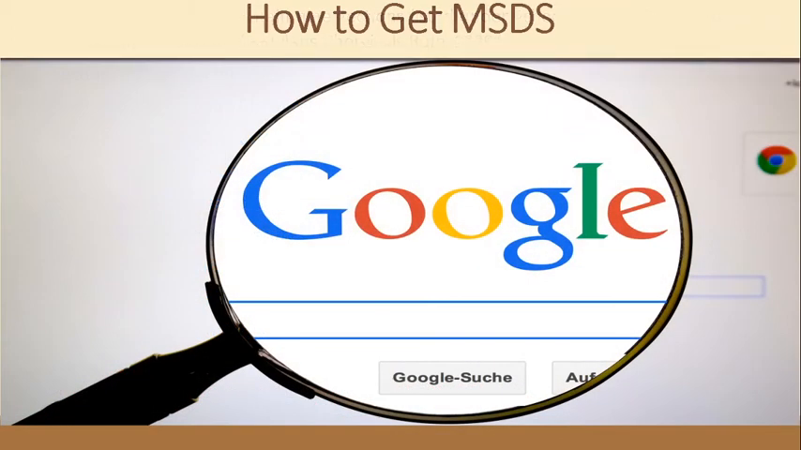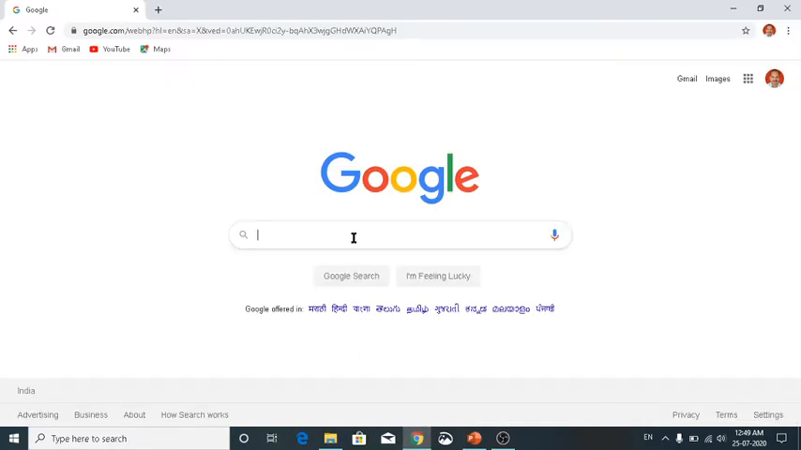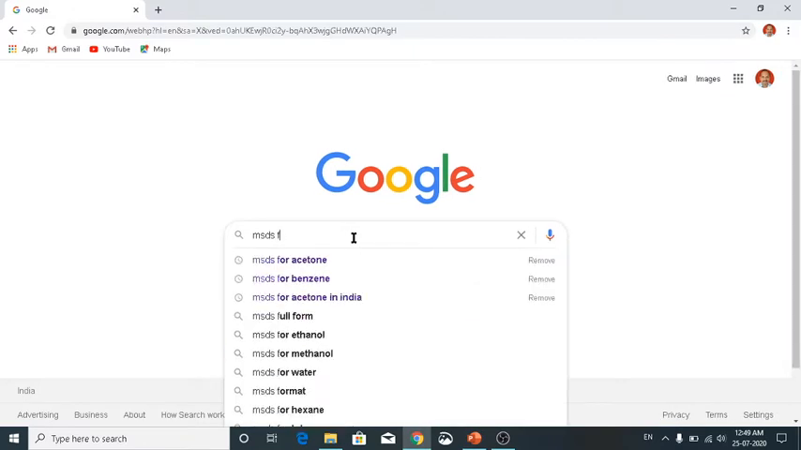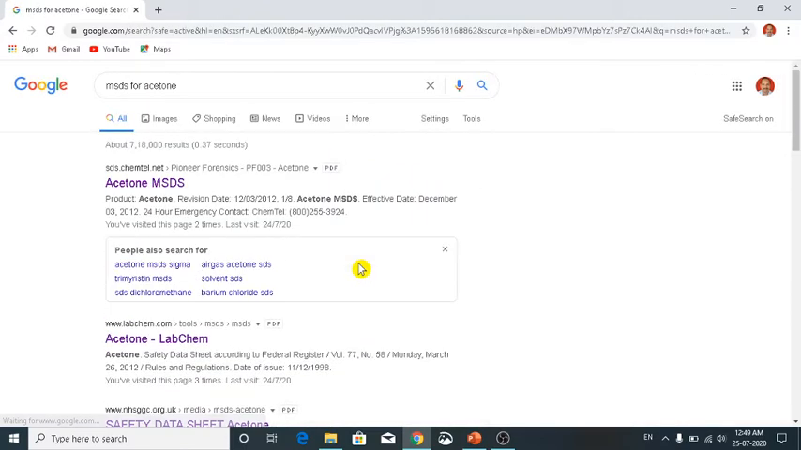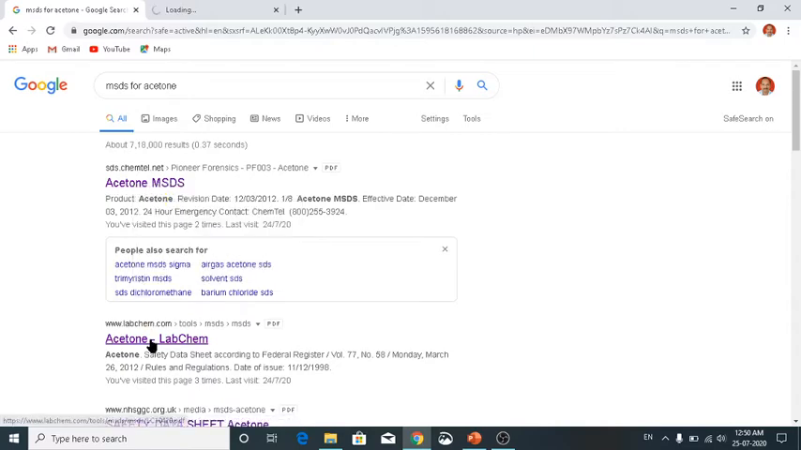The important thing is how to get an MSDS. This material safety data sheet is available for each and every compound. So you can search here: MSDS for acetone. You can search for any compound, then you can see several options. Let's open it in a new window.